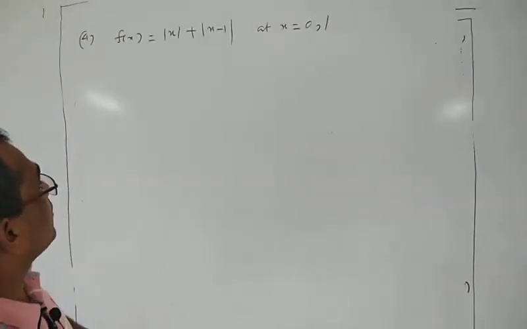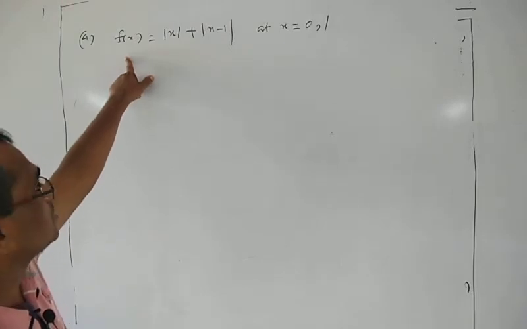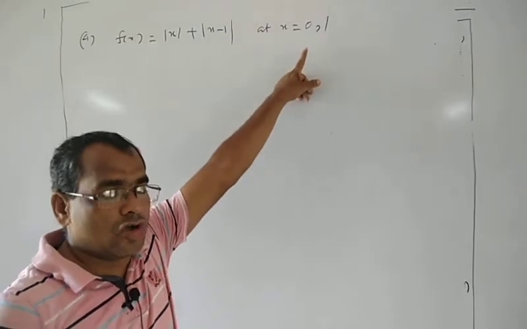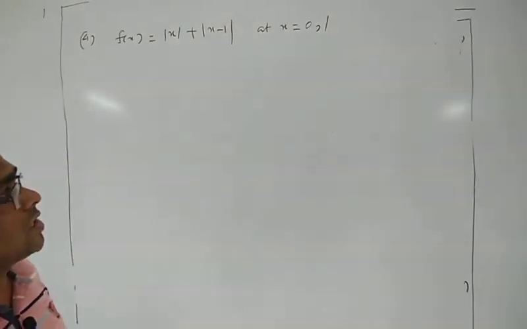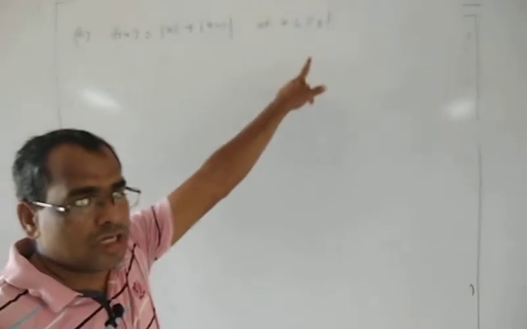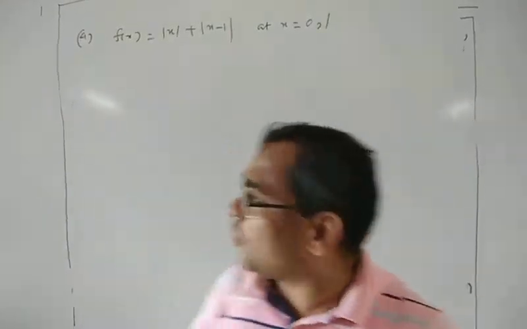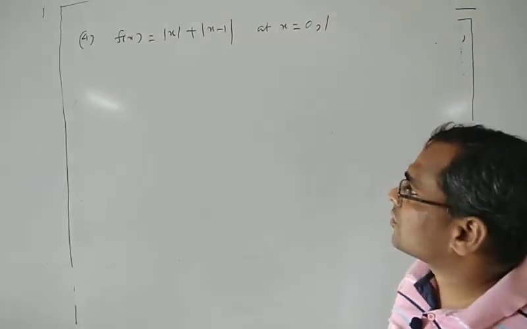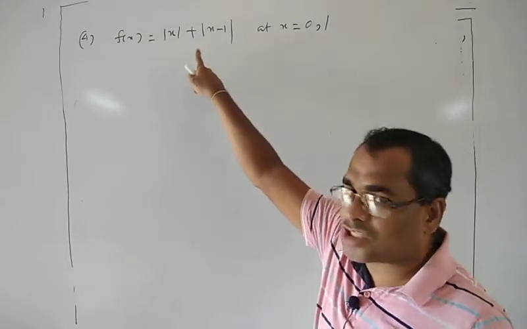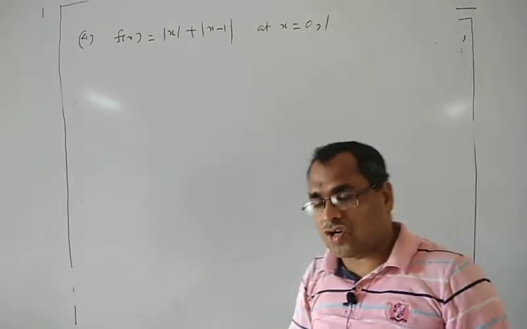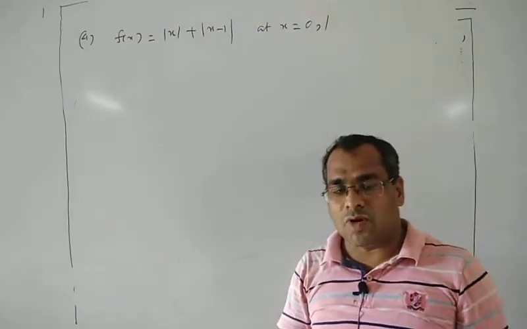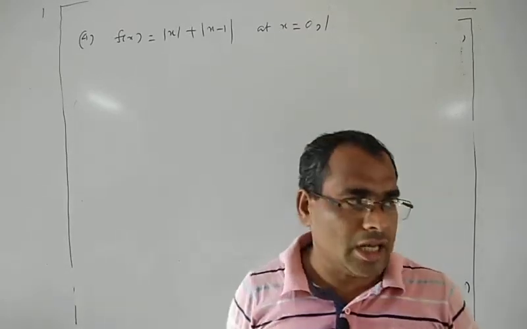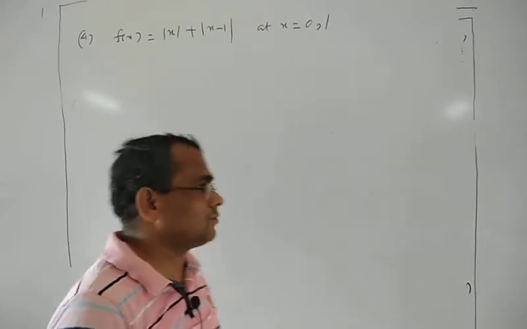So here we examine the continuity of the function f(x) is equal to mod x plus mod of x minus 1 at x is equal to 0 and 1. Here we test two points, at x equal to 0 and 1, whether the function is continuous or not. Clearly this function is a modulus function. For the limiting value in case of a modulus function, you have to find the left hand limit and right hand limit.